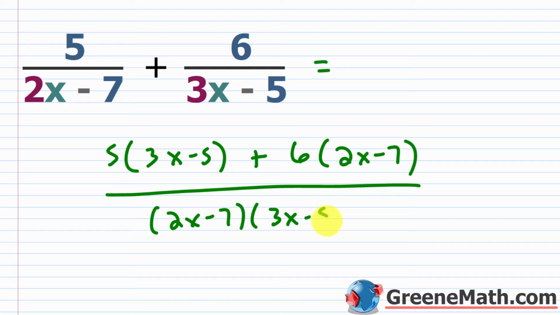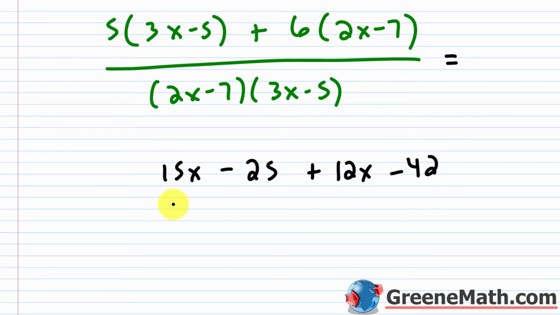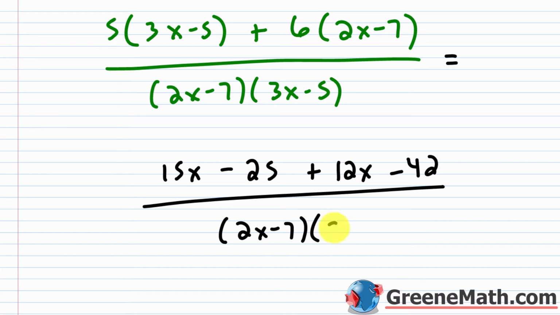Now, if this is confusing to you or you start making mistakes when you're doing it, you can always take the extra step of doing what we did the first time. So let's come down here to put equals, and we're just going to simplify. So 5 times 3x is going to be 15x, and then minus 5 times 5 is 25, and then plus 6 times 2x is 12x, and then minus 6 times 7 is 42. We'll put this over this common denominator of 2x minus 7 times 3x minus 5, so these two quantities.